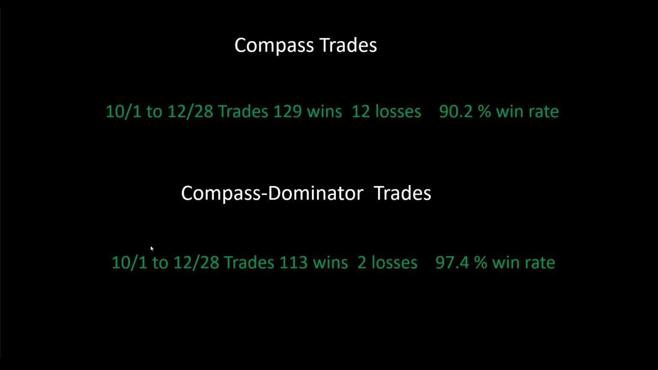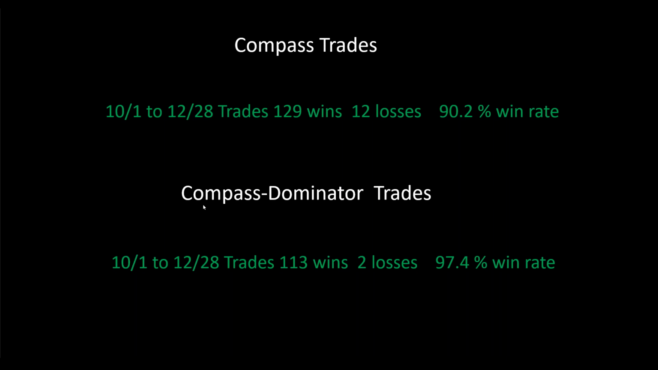Now, during that same period of time, 10-1 to 12-28, I took trades that had the Compass and Dominator systems lined up. This meant that the Compass system, which is telling me what the institutions are doing, was bullish or bearish, and the Dominator in market internals matched. They were either bullish or bearish at the same time. So when this lined up, we did 113 wins and 2 losses, 97.4% win rate, extremely high.